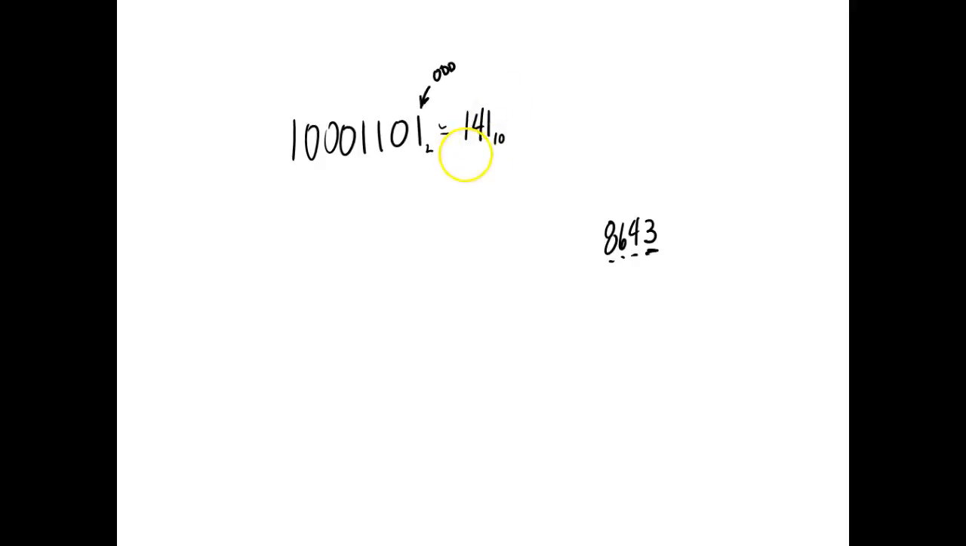So notice this answer has a chance of being right. It doesn't mean it is right. It has a chance of being right because it's an odd binary number, and I should expect an odd decimal number, right? You understand that? If I have an even binary number, I should expect an even decimal number.